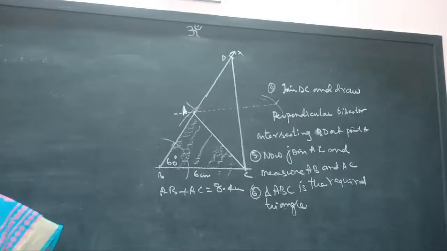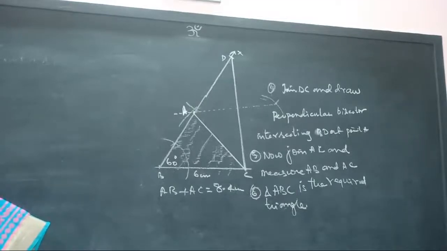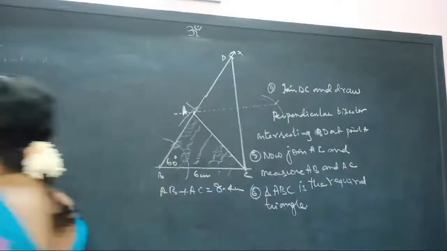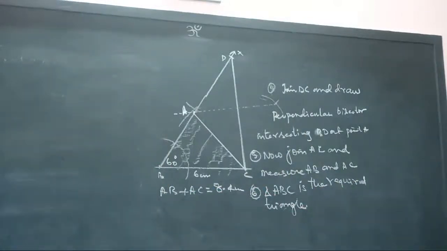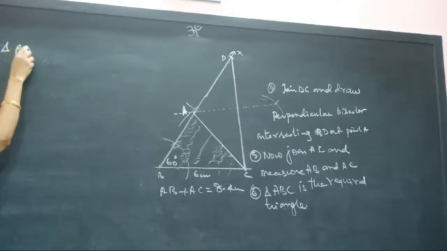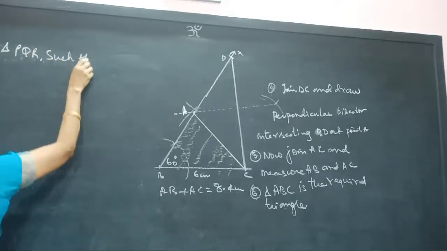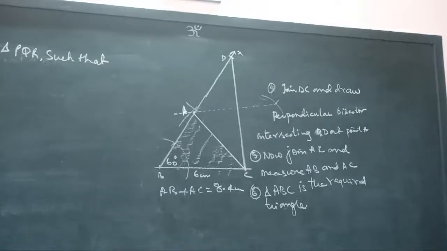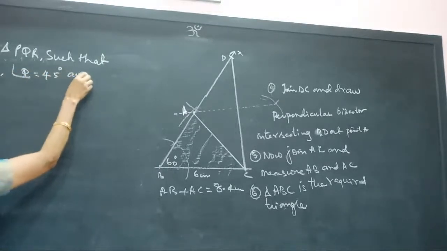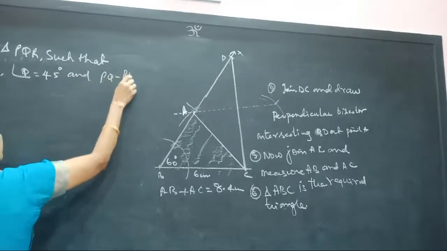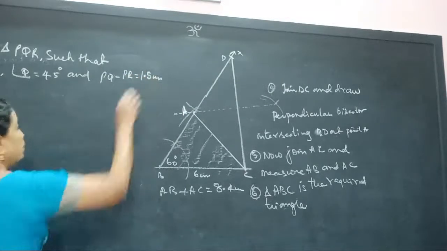Construct a triangle PQR. I'll write the question here. Construct triangle PQR such that QR equals 6.2 centimeters, angle Q equals 45 degrees, and PQ minus PR equals 1.5 centimeters.